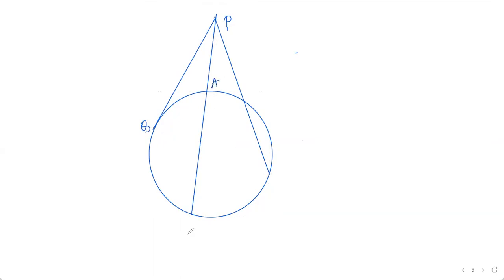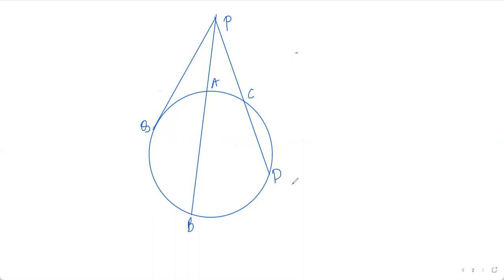So if you have a circle, let's have a tangent and a secant from a point P outside. Suppose this is the point P. This is the point Q where the tangent from P touches the circle. And suppose this is the point A, this is B, this is C, this is D.